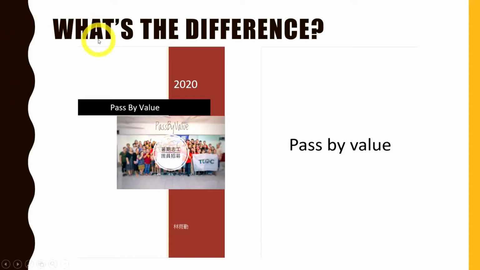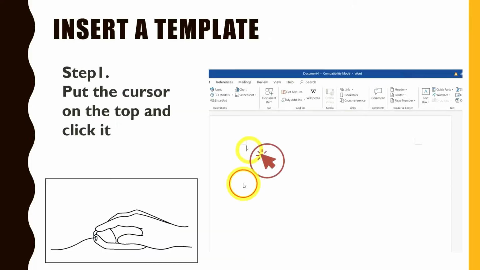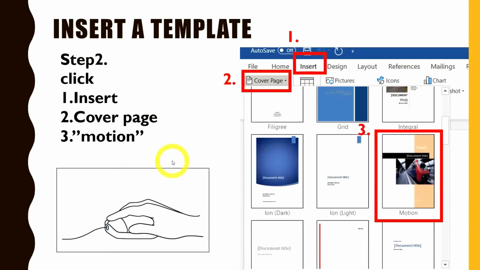So now I will teach you how to create a cover page on Word. In today's video, the report topic is our theme, PassByValue. There are basically two main points. One is to insert a cover page template, and the other is to design your template. Step 1. Put the cursor on the top, which is the place where you should make your cover page, and left-click it.